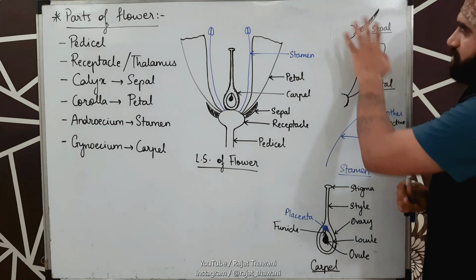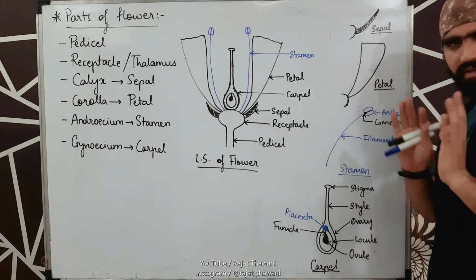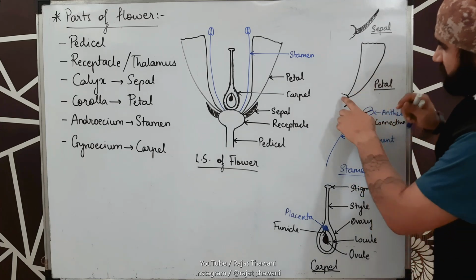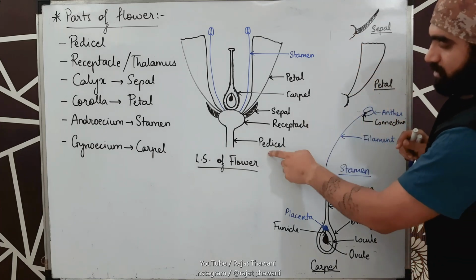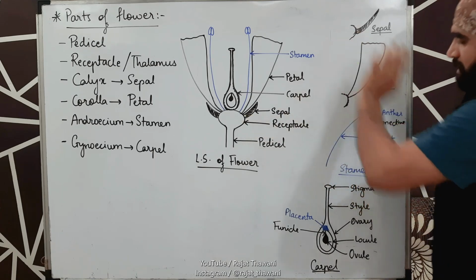Now you can see both these structures are the coverings. This is a colorful leaf, this is only a leaf. Understand it that way. That is only the structure. This curve that I have drawn here is nothing but the pedicel and thalamus connection. So this is the thalamus.